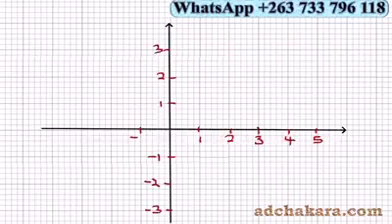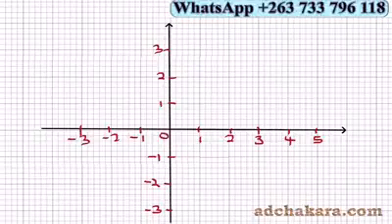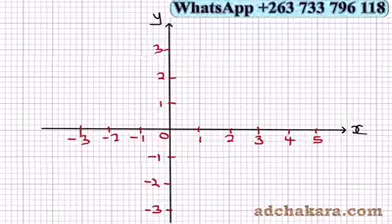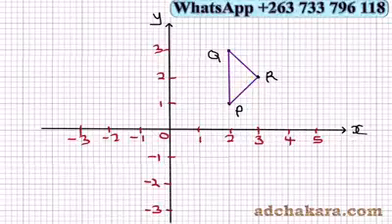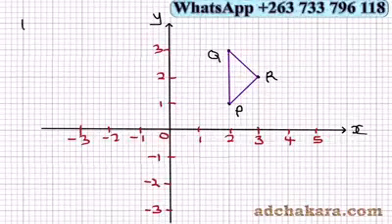So this is my Cartesian plane. We learned how to draw the Cartesian plane in coordinate geometry. This is my x-axis, this is my y-axis. Therefore, let me plot the triangle PQR. I was given that P is (2,1), Q is (2,3), then R is (3,2). Then I want to rotate this 180 degrees.